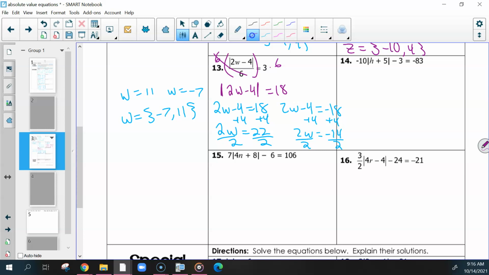Not that, but we would add 3. So you have to think about this like an equation. If it was just -10h minus 3, we would have to get rid of the 3 first. So the same thing here. You have to get rid of this 3 first.